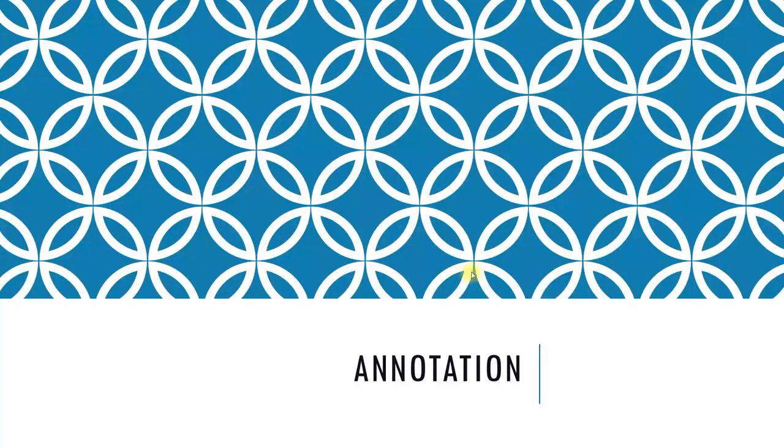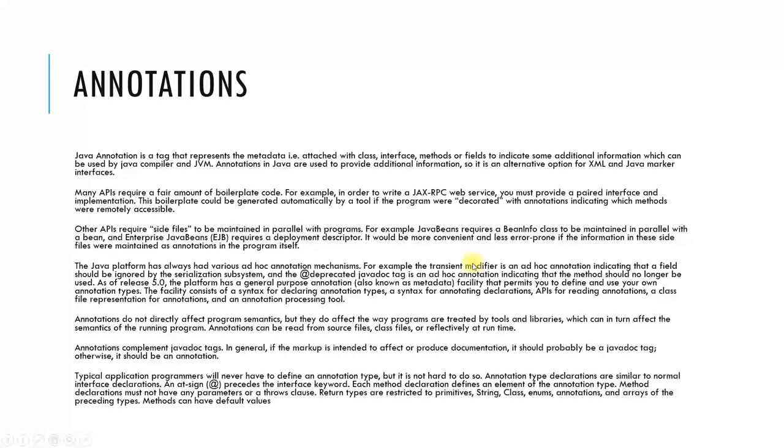In this video I will cover annotations, so let's start. Annotations in Java is a tag that represents the metadata. So annotations in Java are used to provide additional information, so it is an alternative option for XML and Java marker interfaces.